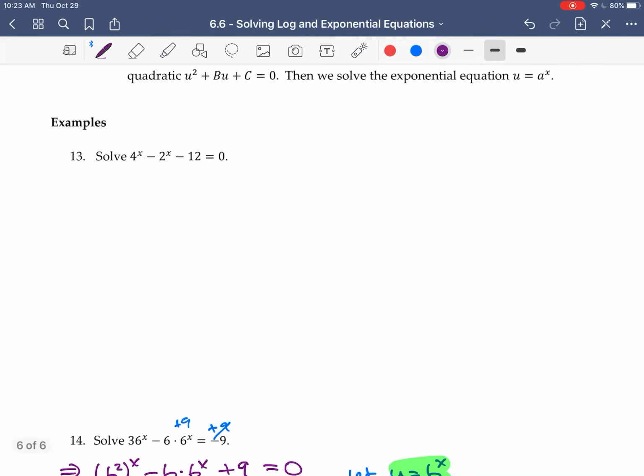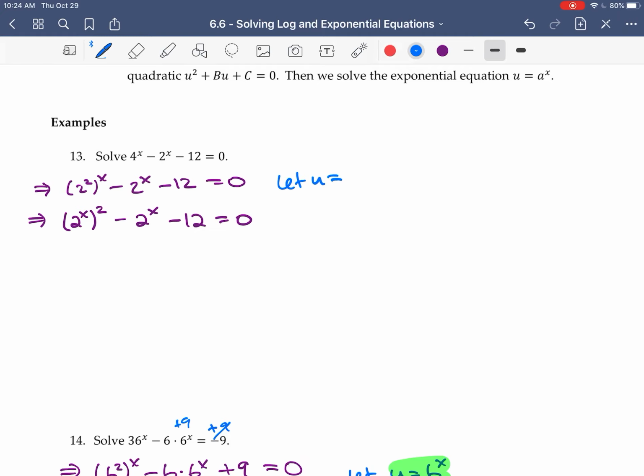Okay, so example 13, it looks like I have two different exponentials, which I do, but I know 4 is 2 squared. So here I can write them in the same base. So I have 2 squared to the x minus 2 to the x minus 12 is equal to 0. And now I can switch the exponents on the first thing. So this is actually (2 to the x) squared minus 2 to the x minus 12 equals 0.